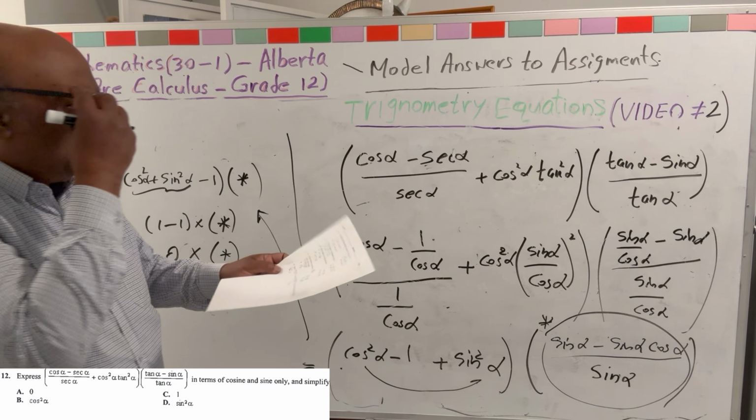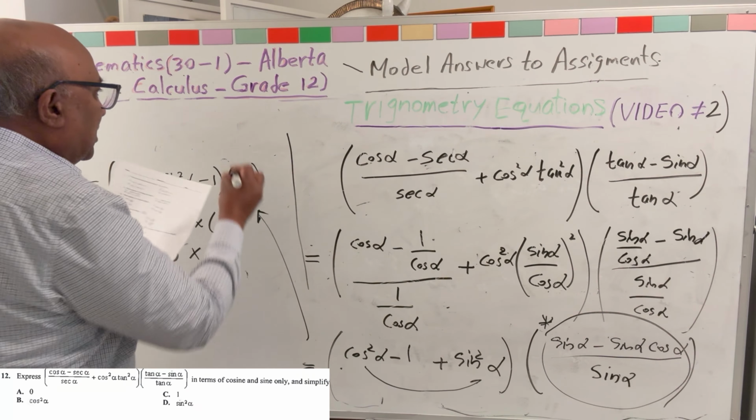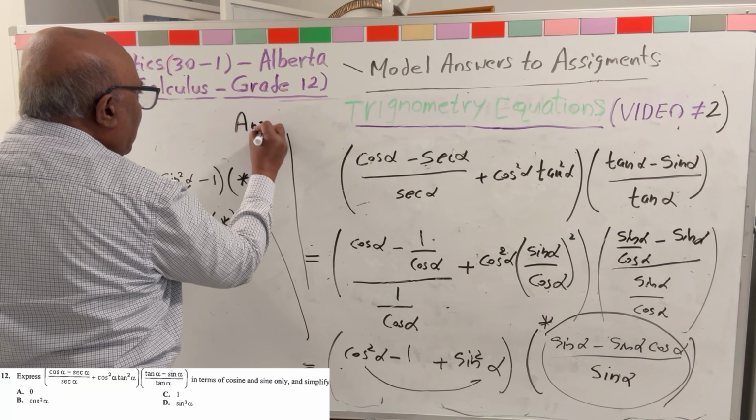Yes, there is an option for 0. That means the answer is A. Answer number is A.